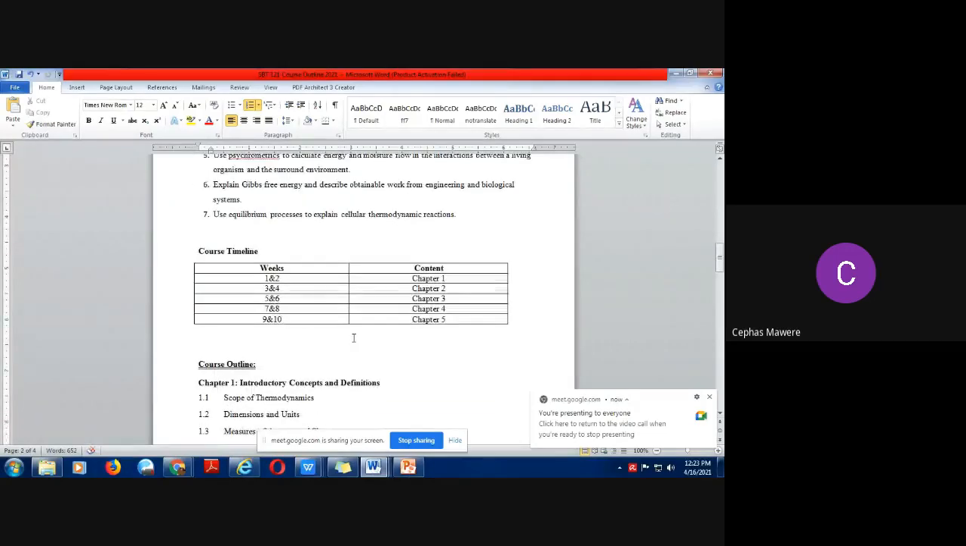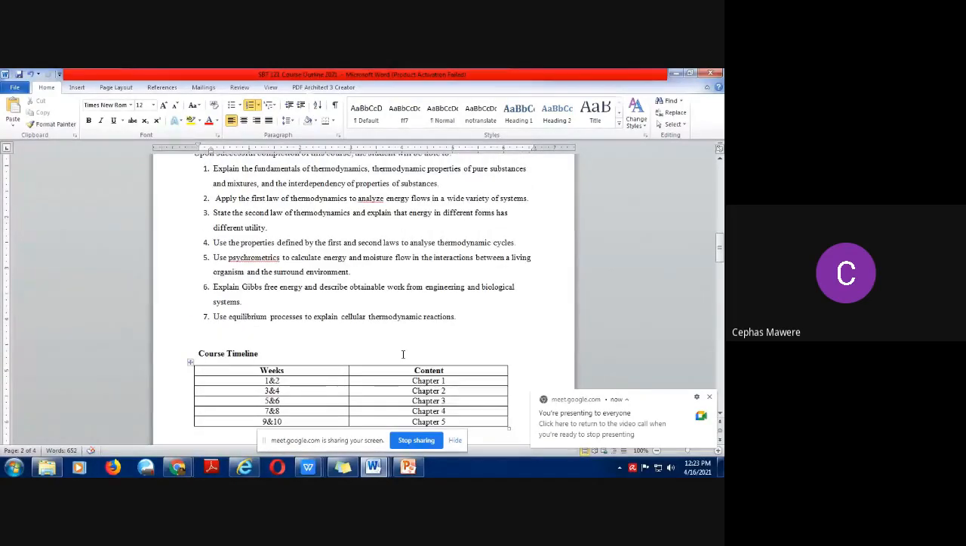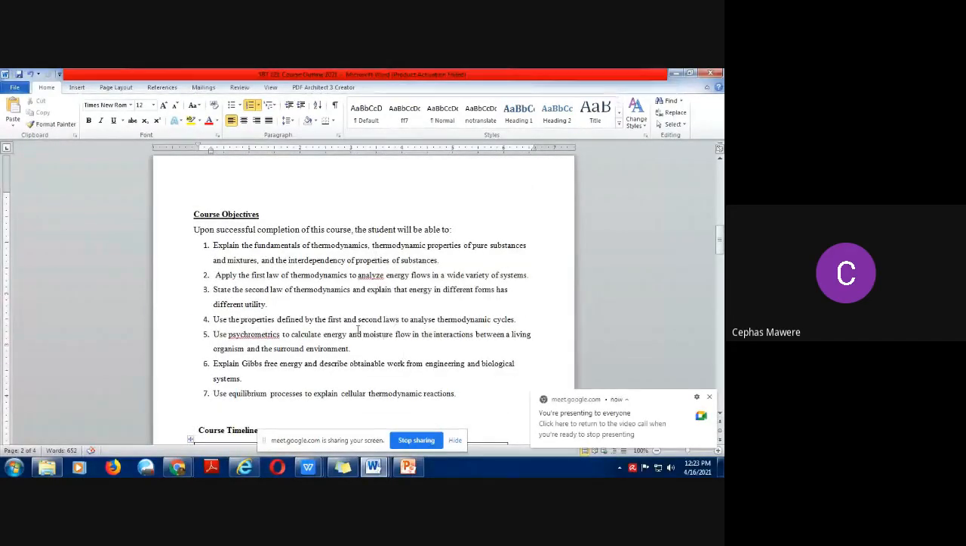So generally, we are hoping that in about 10 weeks, we should be done with the course content, and that you are going to be able to explain the fundamentals of thermodynamics, the properties of pure substance and their mixtures. You shall be able to apply the laws of thermodynamics and be able to analyze energy flows in a variety of systems, and you are going to be able to use properties defined by the first and second laws to analyze thermodynamic cycles and explain Gibbs free energy and describe obtainable work from engineering and biological systems, and use equilibrium processes to explain cellular thermodynamic reactions.